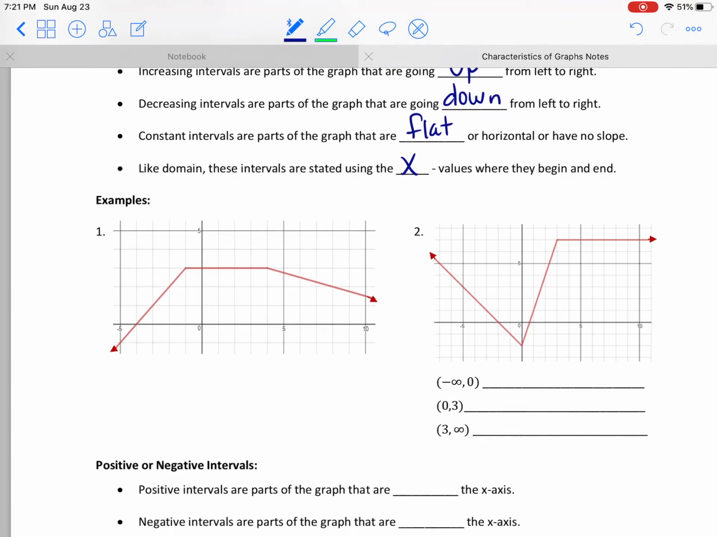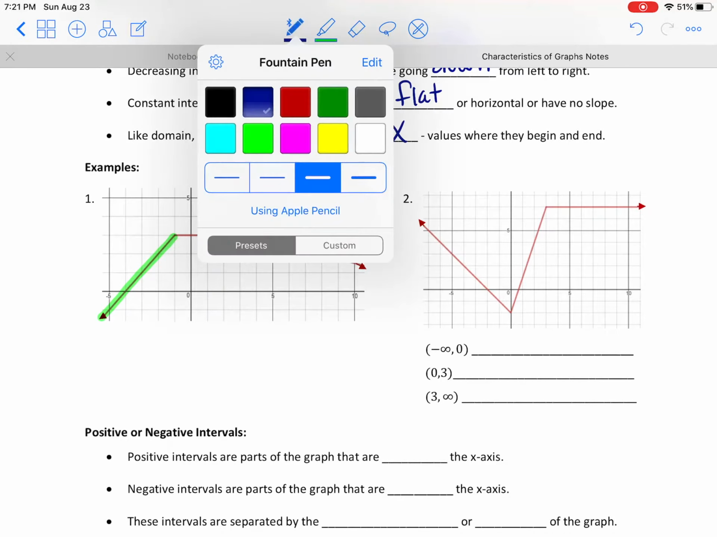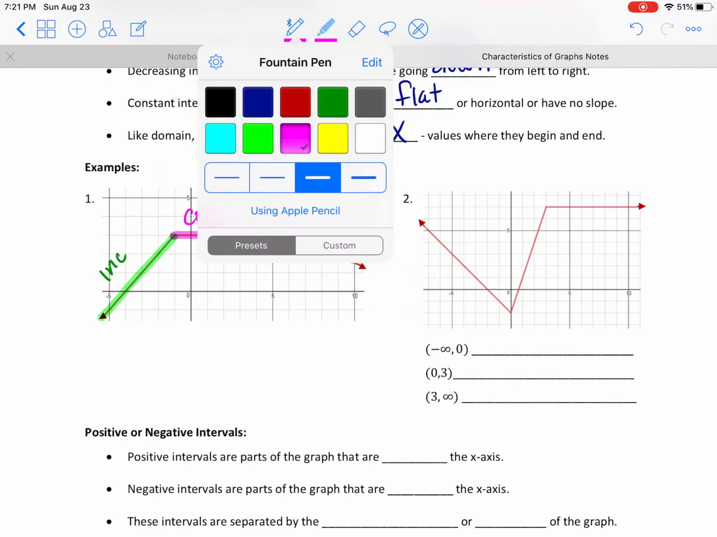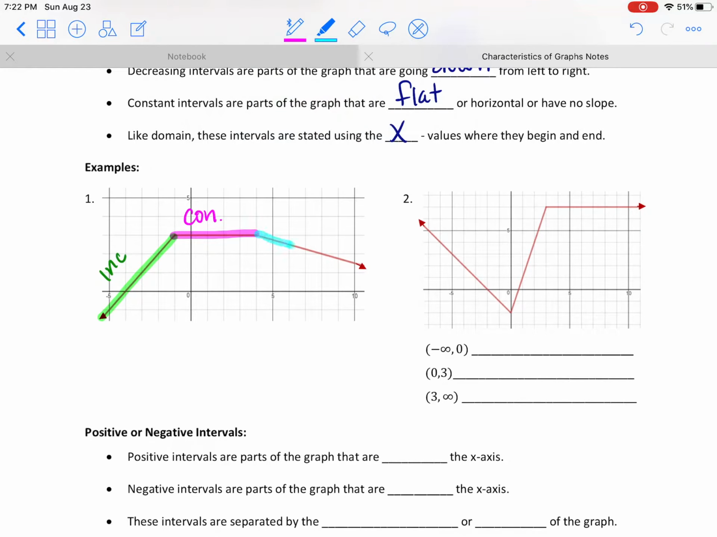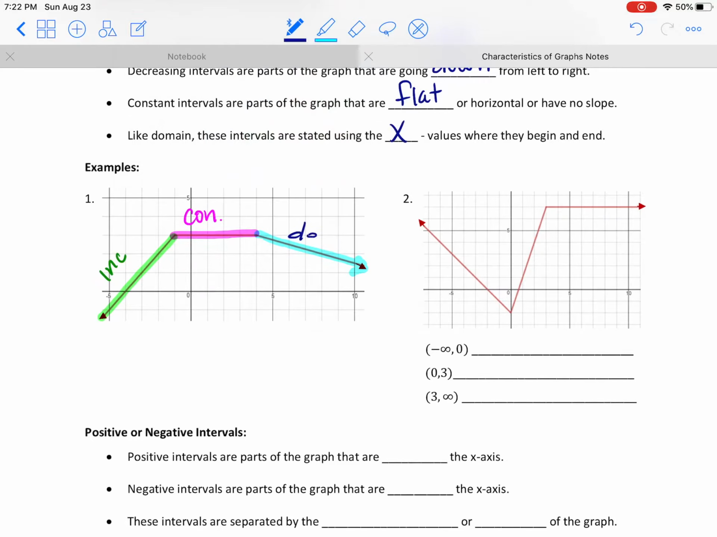Okay? So if we were to read this graph from left to right, this first section of the graph we could say is definitely increasing. And then if we were to keep going here, this next piece of the graph is constant. It is flat. And then if we were to keep going here, this last part of the graph is definitely decreasing. Again, I think that concept is not so terrible. So we've got an increasing interval, a constant interval, and a decreasing interval.